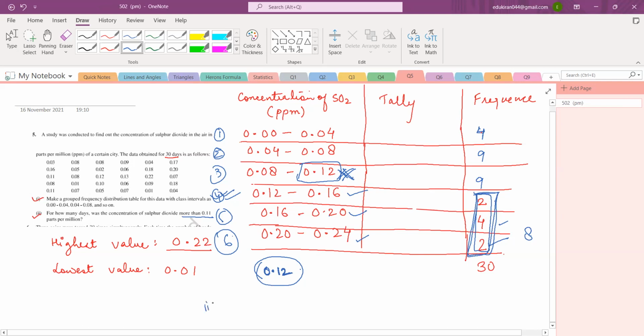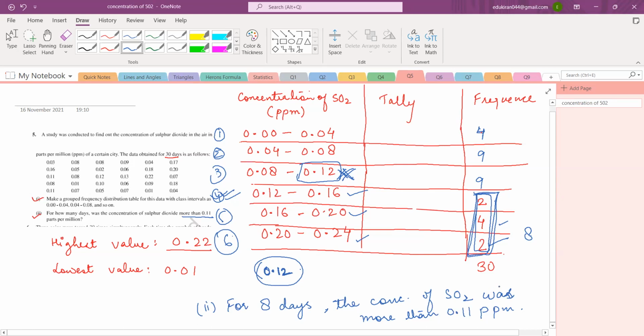Okay. So in the second part, you will write for 8 days, the concentration of SO2 was more than 0.11 parts per million. Okay, done. Let's move to the next question, number 6.